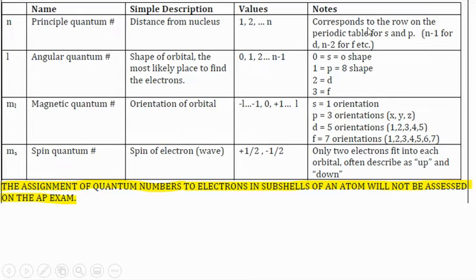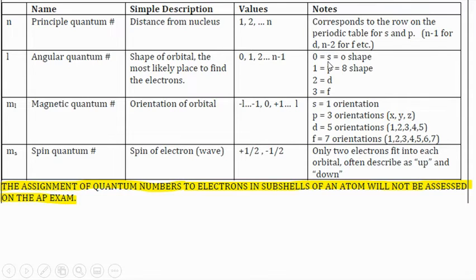Right? So again, this is going to correspond to the row on the periodic table. And remember, if you're in the D sublevel, you're going to subtract 1. And if you're in the F, you subtract 2. Then this is the sublevel, what kind of orbital it's in.